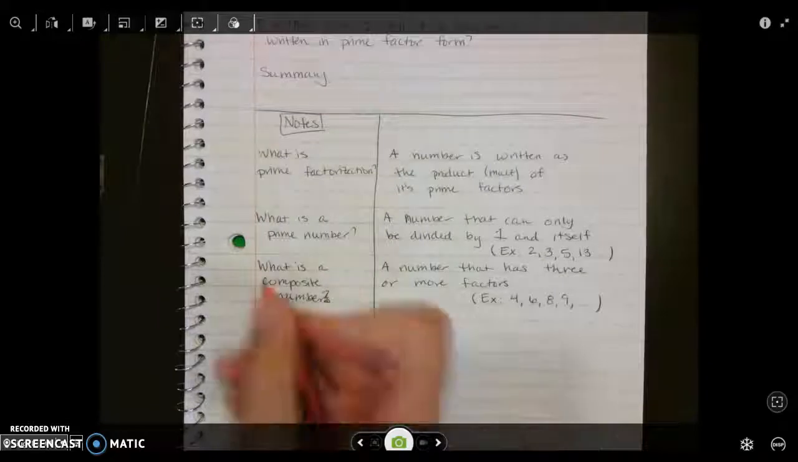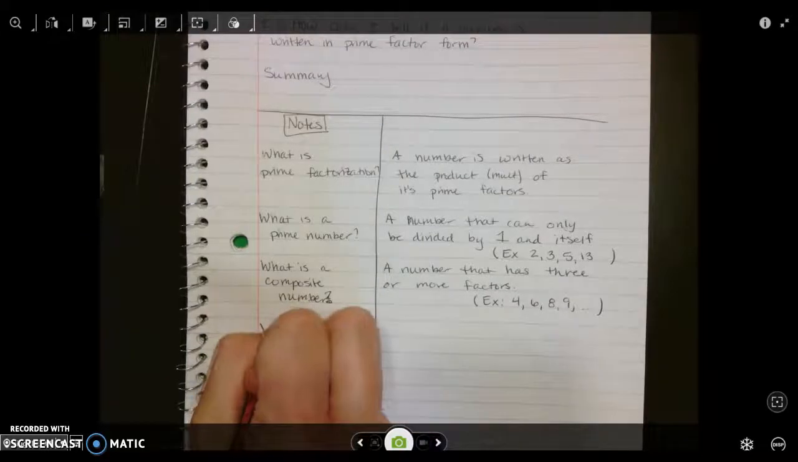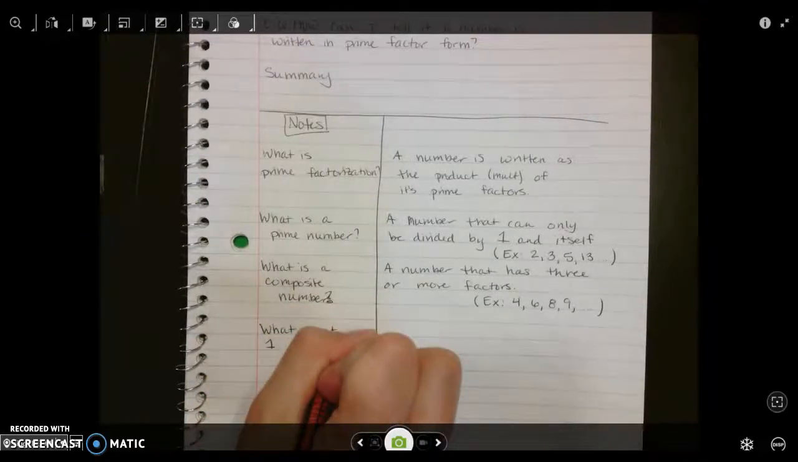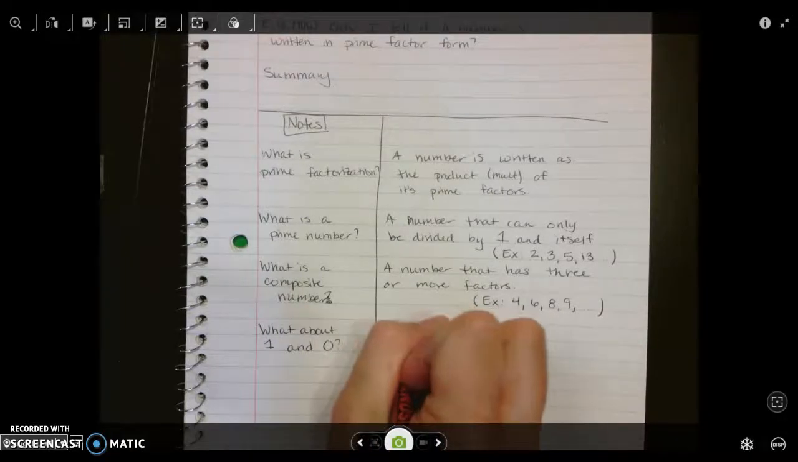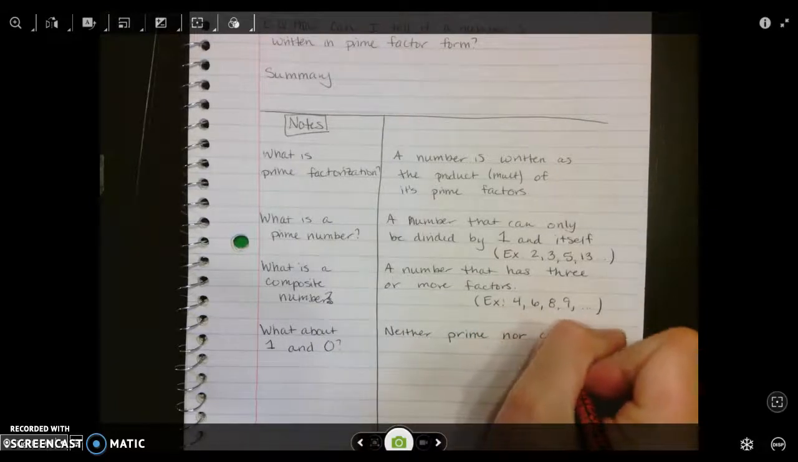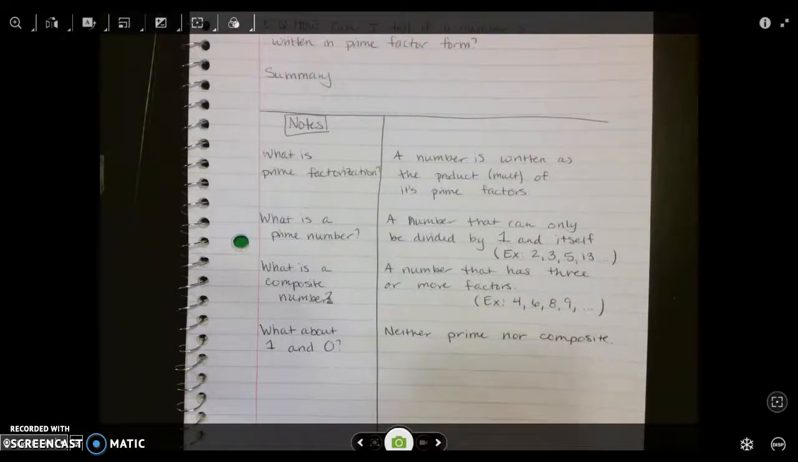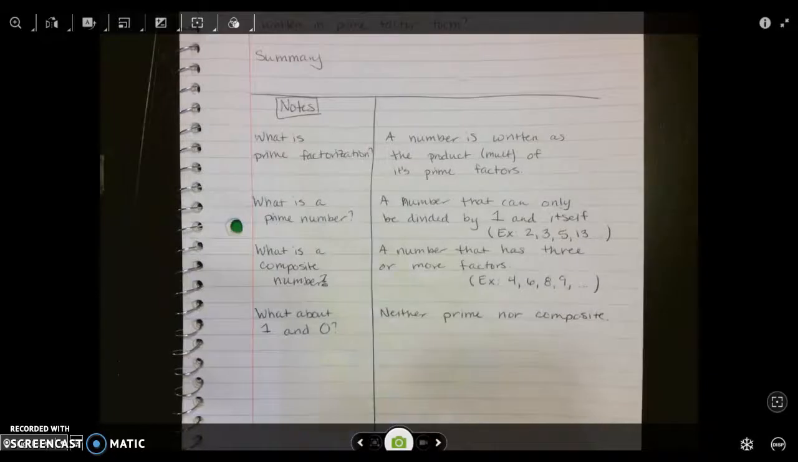So what if we actually put that down? What about 1 and 0? These are neither prime nor composite. 1 and 0 are kind of those unique numbers in math that are necessary and they hold really phenomenal values, but when it comes to the idea of prime and composite, 1 and 0 don't fit any of those definitions. So let's talk about this.